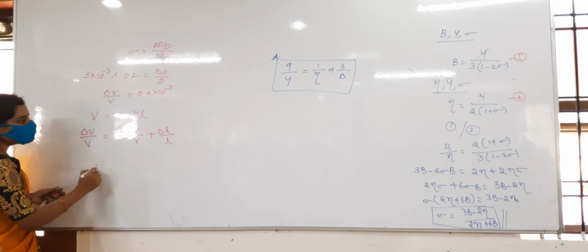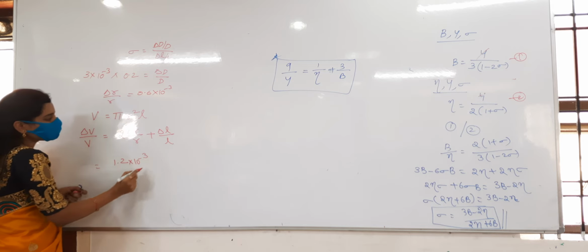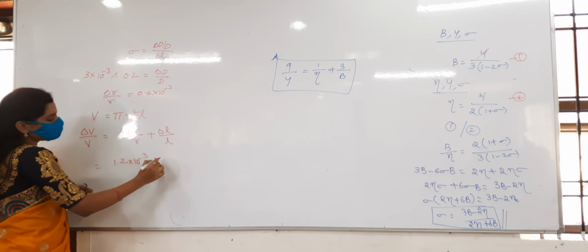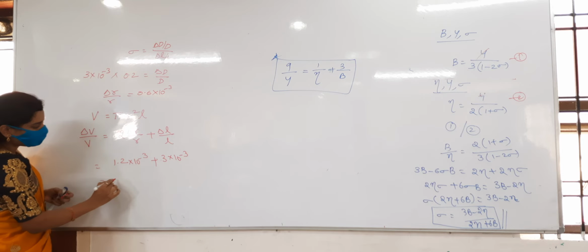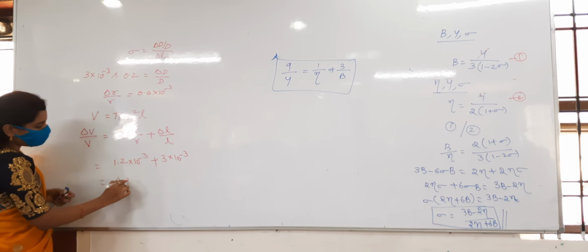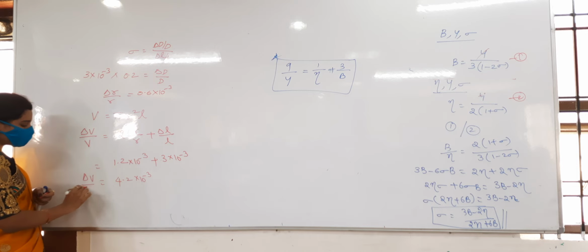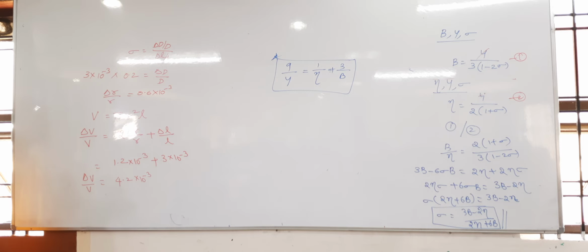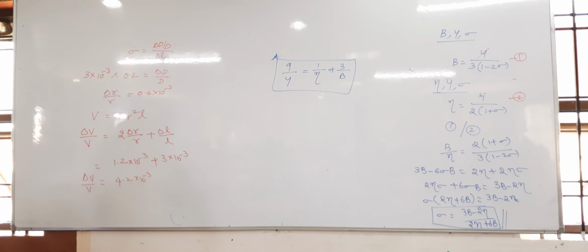So 2 into delta r by r, how much will you get? 1.2 into 10 power minus 3, plus delta L by L, which is 3 into 10 power minus 3. Then what is the answer you will get here? 4.2 into 10 power minus 3. This is the delta V by V. Clear? For percentages, you have to again multiply by 100.